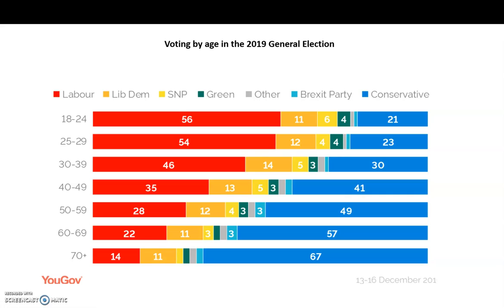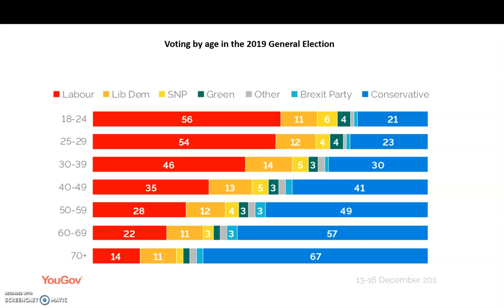Okay, in terms of age, again, there's clear differences in party support. So we can see here, 18 to 24-year-olds, 56% of that age group voted Labour, 21% of that age group voted Conservative, and then 11% Lib Dem, 6% SNP, etc., etc. 25 to 29, again, much the same. 30 to 39, again, much more likely to vote Labour than Conservative. 40 to 49 is when the switchover happens.